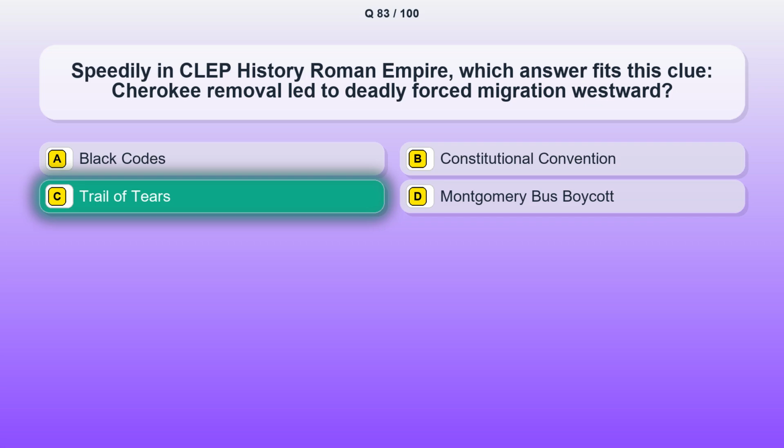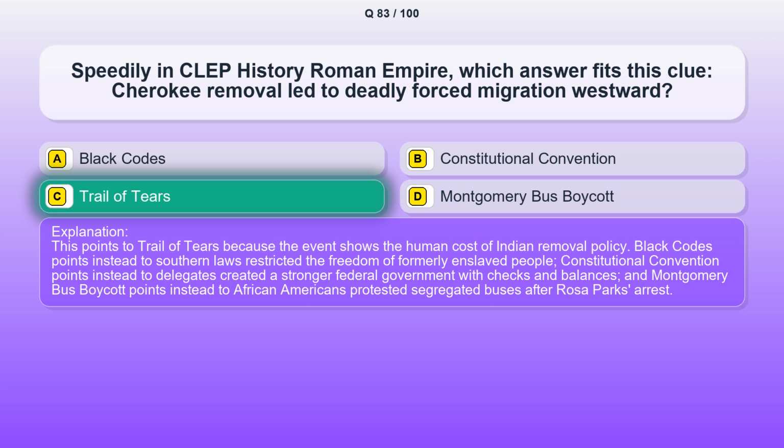The correct answer is option C, Trail of Tears. This points to Trail of Tears because the event shows the human cost of Indian removal policy. Black Codes points instead to Southern laws restricted the freedom of formerly enslaved people. Constitutional Convention points instead to delegates created a stronger federal government with checks and balances, and Montgomery bus boycott points instead to African Americans protested segregated buses after Rosa Parks' arrest.